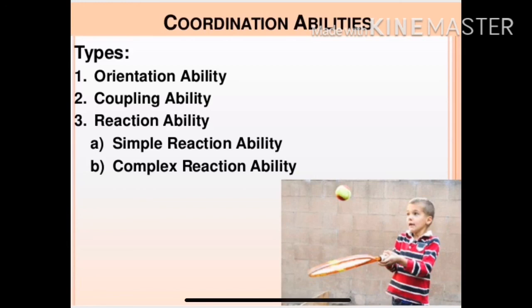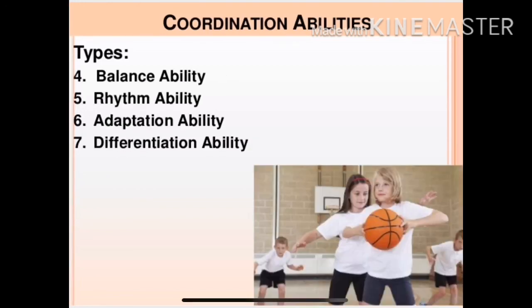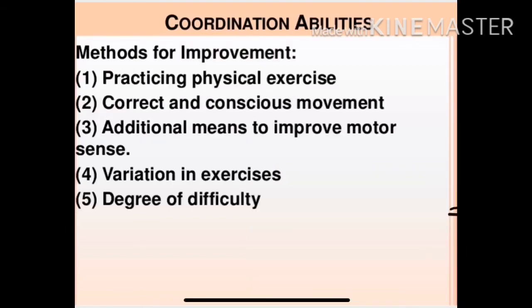In reaction ability, there is simple reaction ability and complex reaction ability. Next is balance ability, rhythmic ability, adaptation ability and differentiation ability. So these all are types of coordination ability. Now we will study the methods to improve coordination ability.